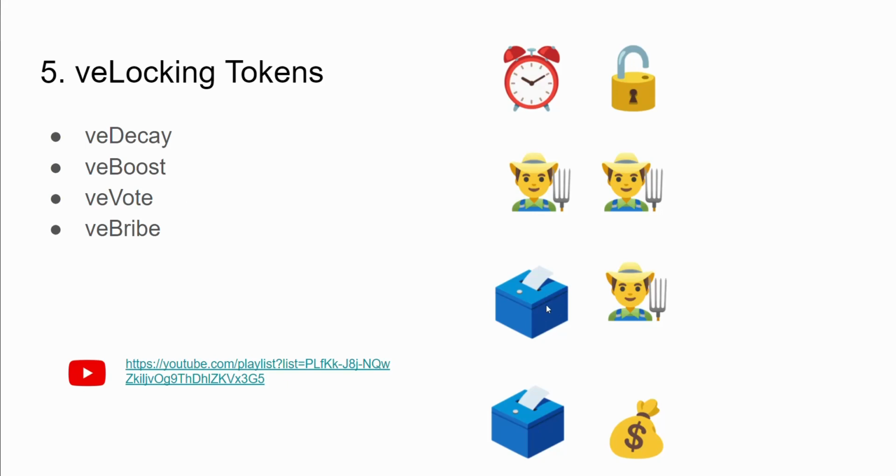Now, this could be all kinds of stuff. It could also be voting on which assets or which liquidity pools or which anything are valid and should be rewarded with the reward token, okay? So this is voting in a sense.